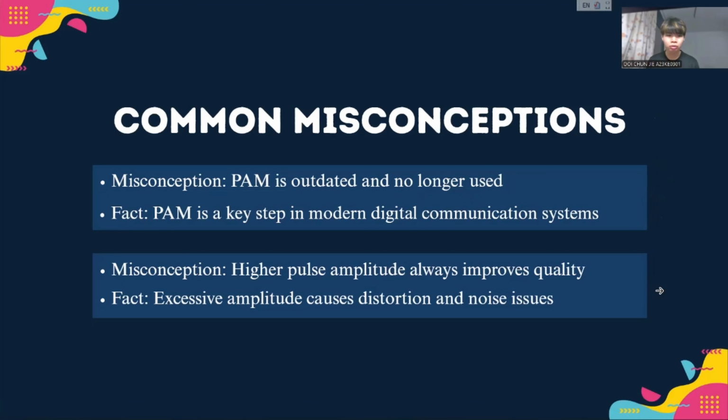Another misconception is that higher pulse amplitude always improves signal quality. However, this is also not true. If the pulse amplitude becomes too high, it can cause distortion and noise, so the signal works worse instead of better. From here, we can understand that PAM must be used carefully, and more is not always better.